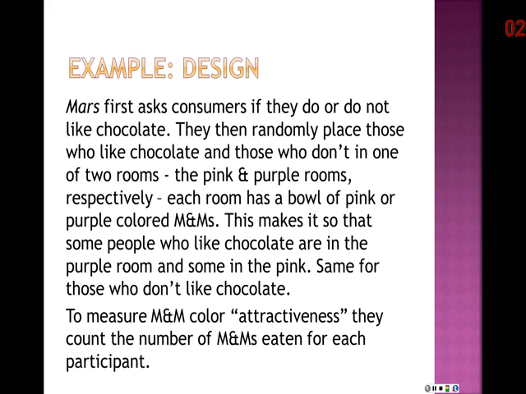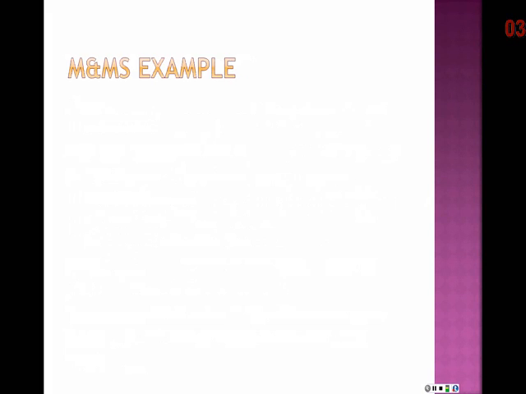In order to design this experiment, Mars first asks consumers if they do or do not like chocolate. Then they randomly place those who like chocolate and those who don't in one of two rooms, either the pink room or the purple room. Each room has a bowl of pink or purple colored M&Ms. This makes it so that some people who like chocolate are in the purple room and some people who like chocolate are in the pink room. Same for those who don't like chocolate. To measure M&M color attractiveness, they simply count the number of M&Ms eaten for each participant, and we aggregate those numbers together.